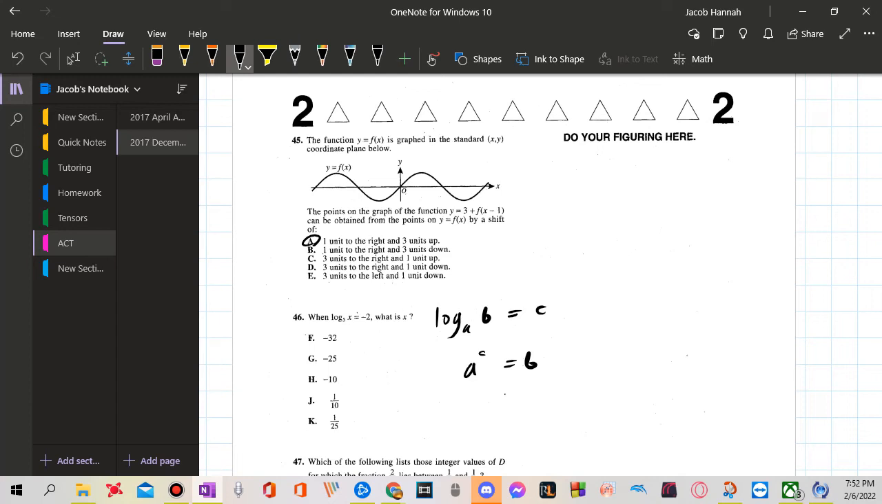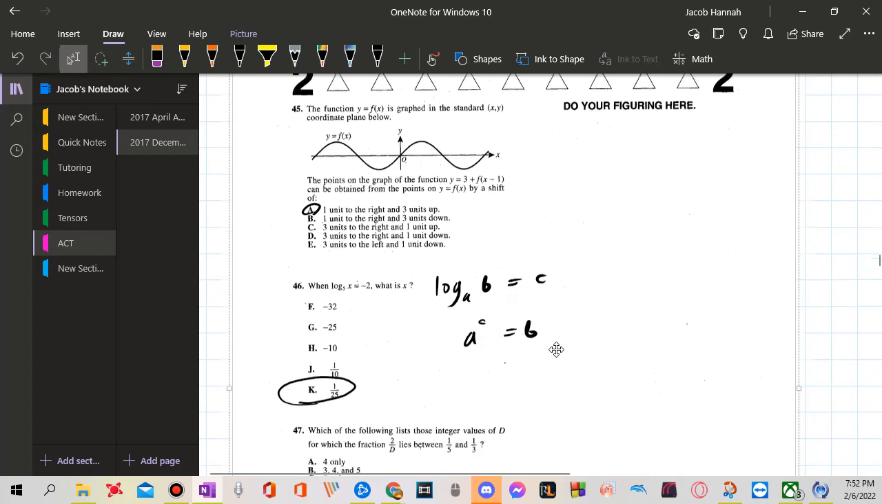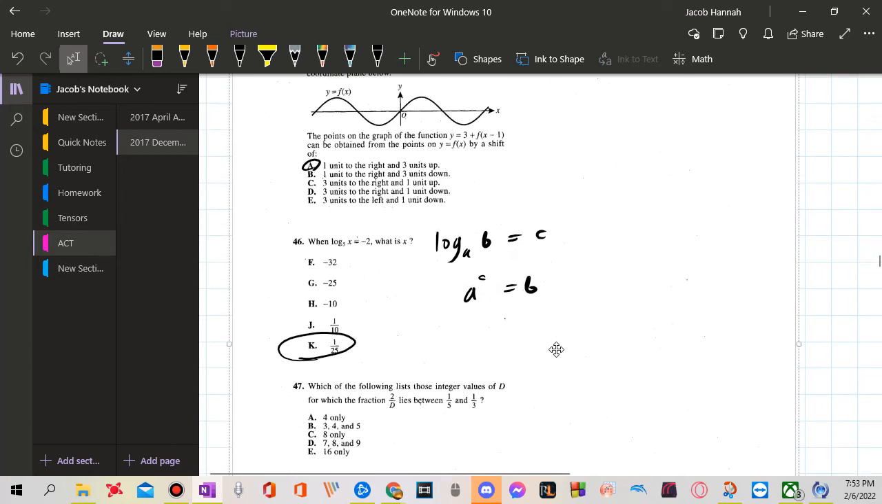So that's K, since 1 over 25 is 0.04, roughly. Alright. This is just a property of logarithms that you need to know. Alright. So let's move on.